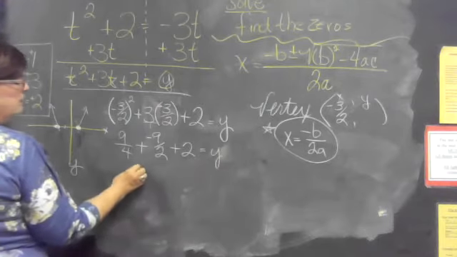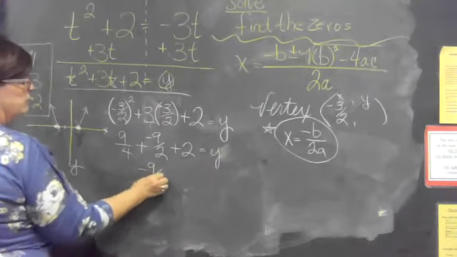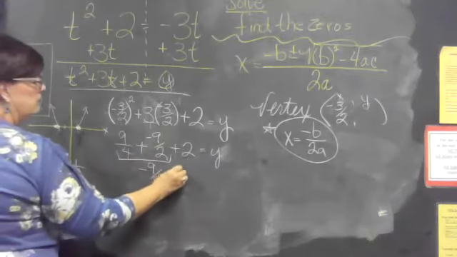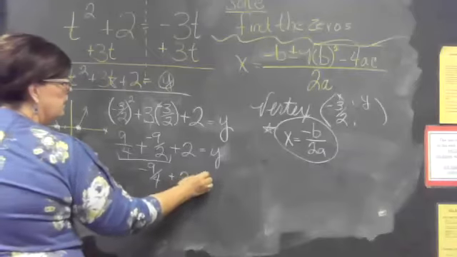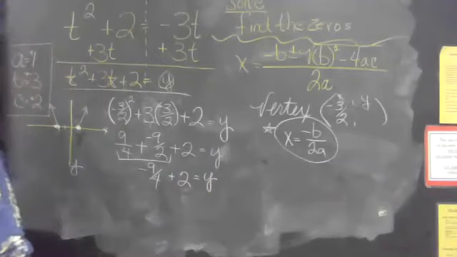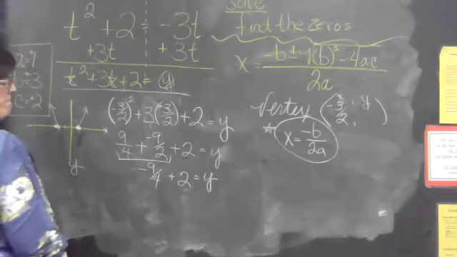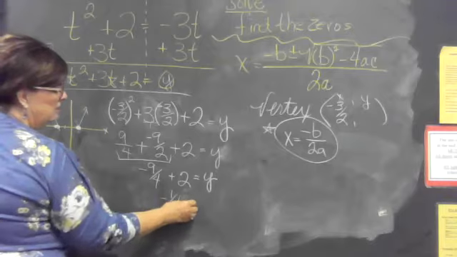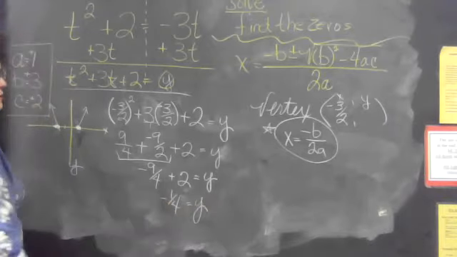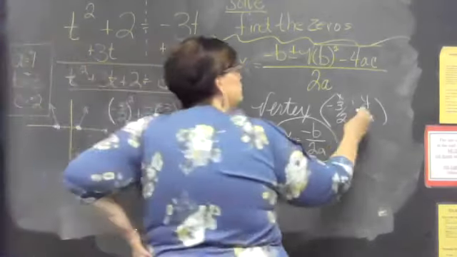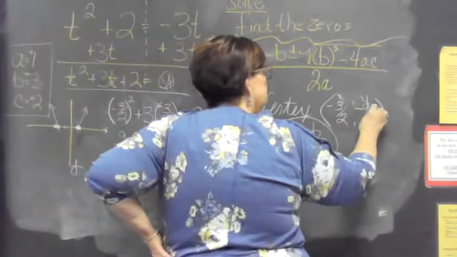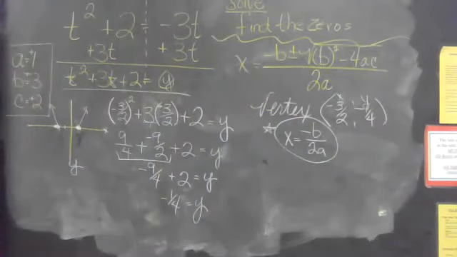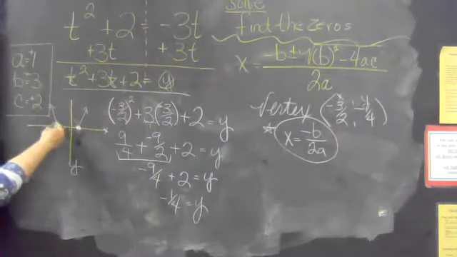You're going to have negative 9/4 if you do this part on the calculator, plus 2 equals y. And then again, common denominators. So you're going to have negative 1/4 equals y. So our y value is negative 1/4. Okay? We found the vertex. So now we know where this comes down.